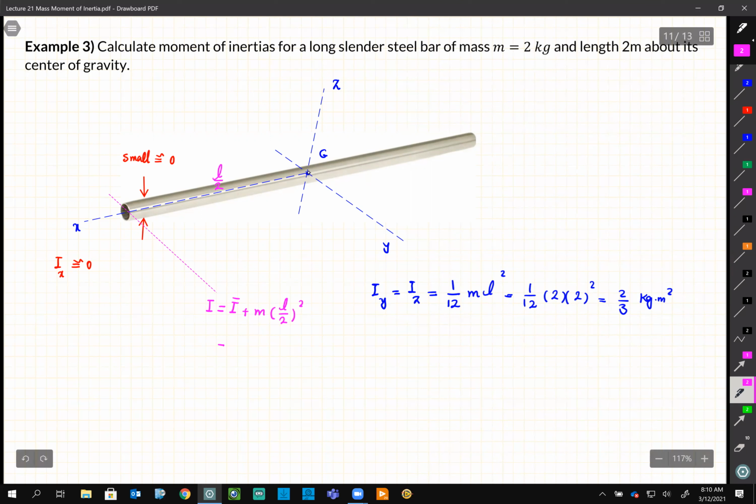If we simplify this, we get the same formula, 1/12 m L squared plus m L squared over 4 gives us 1/3 m L squared, which we have in our table. So 1/3 times m, which is 2 kilogram, and L is 2 meter squared.